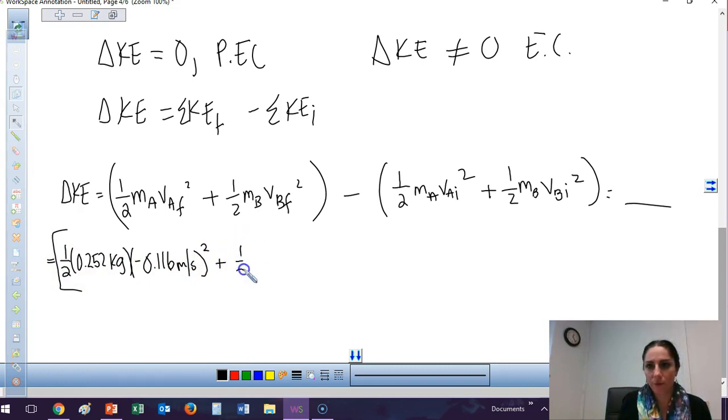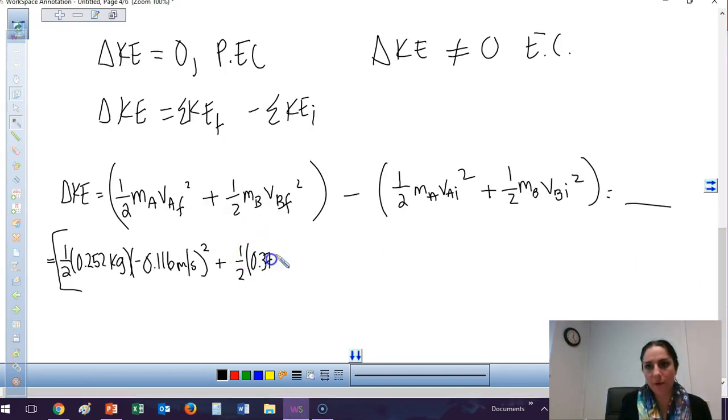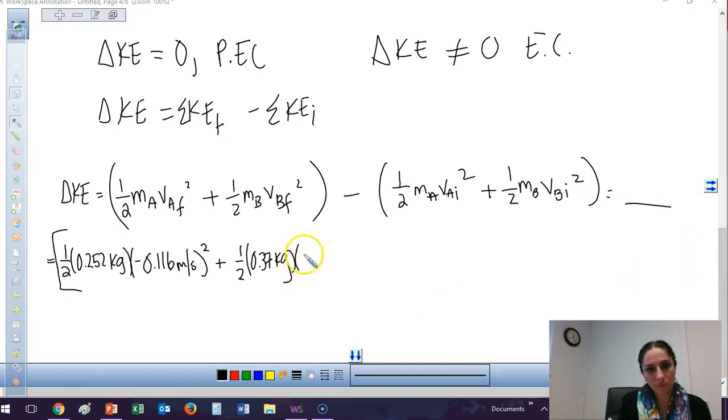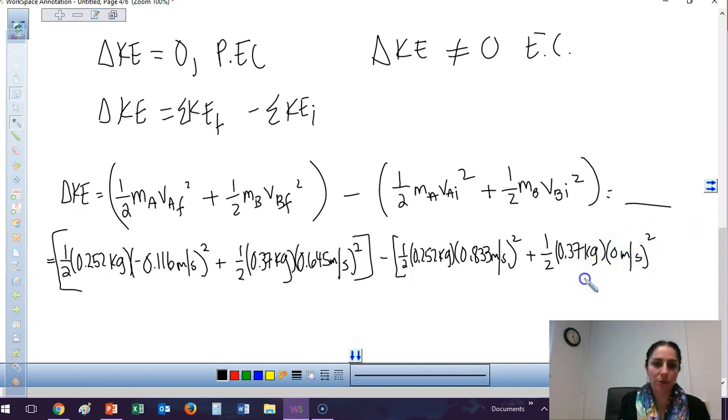Plus 1/2 B, I don't remember B, 0.37, yeah, 0.37, times its final velocity, 0.645. And there it is, that's the first part. And then the second part, B, 1/2. So it's not too challenging, it is long. This is the 0.833 because that's the initial A velocity, that goes here, times V_iB, which was 0. Woohoo! I love when that happens, which means this whole thing will just be 0.